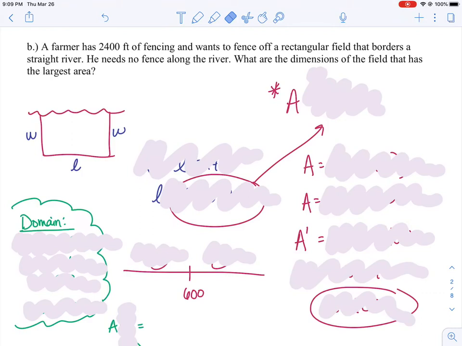It says here a farmer has 2,400 feet of fencing and wants to fence off a rectangular field that borders a straight river. He needs no fence along the river. What are the dimensions of the field that has the largest area? So we know that we're trying to find the largest, the maximum area. So step number 1 is thinking of an equation that we're trying to optimize, find the maximum of. And so in this problem, it asks us to find the maximum area.